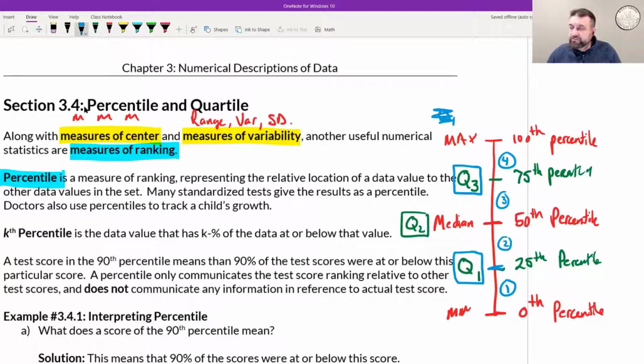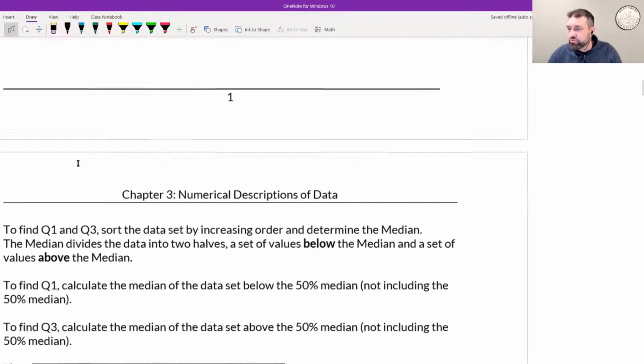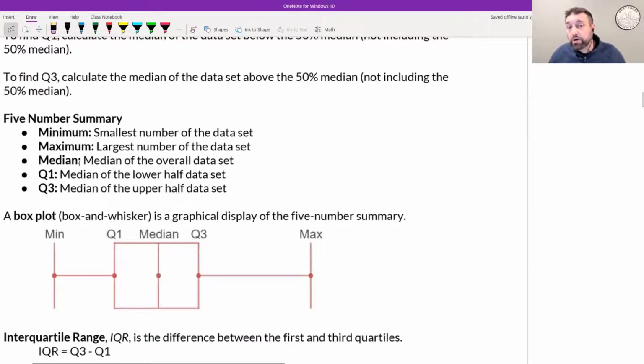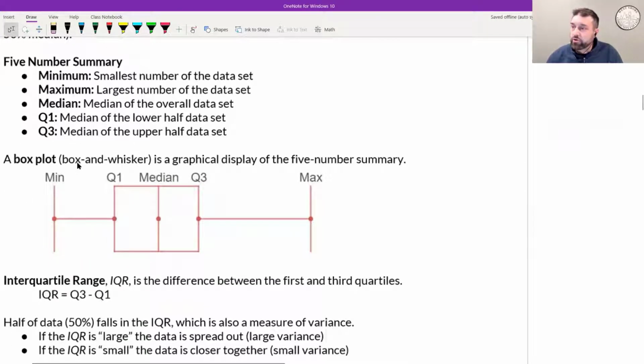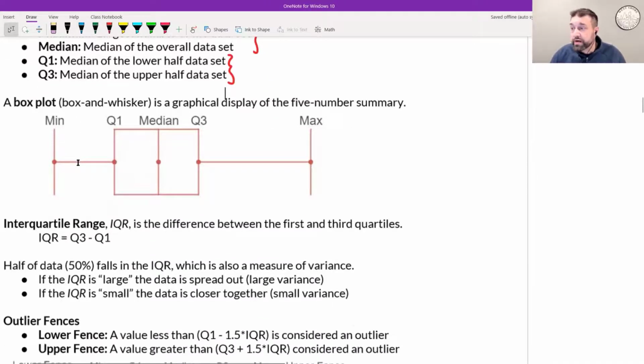Okay. So these five numbers create something called the 5-number summary. So you have your minimum, your maximum, and your median. These values, we've already calculated these previously, but now we have two new players, Q1 and Q3. So if you take these values and you put them on a graph, you can create something called the box and whiskers plot, or a box plot. So this is your 0th percentile. This is your 25th percentile. This is your 50th percentile. This is your 75th percentile. And this is your 100th percentile.